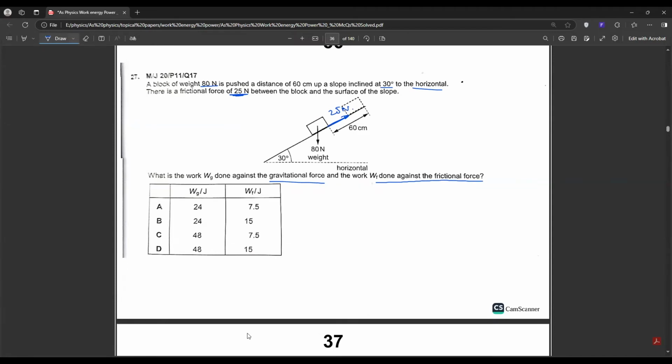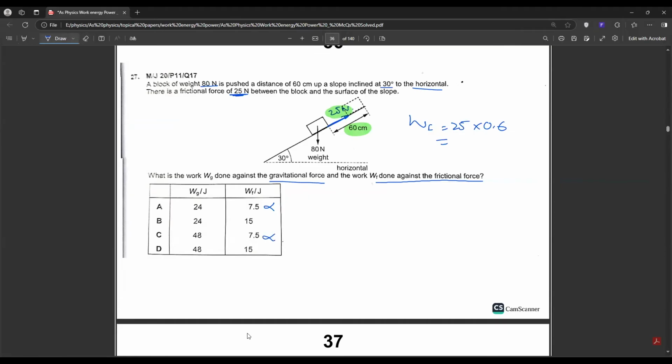The easier part is to calculate work done against the frictional force. The frictional force is 25 Newton, the distance traveled is 60 centimeter. Work done against friction is pretty easy to calculate: 25 into 0.6. This comes out to be 15. So answer A and C will get cancelled out.